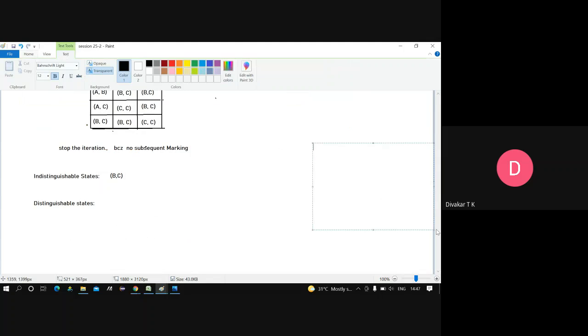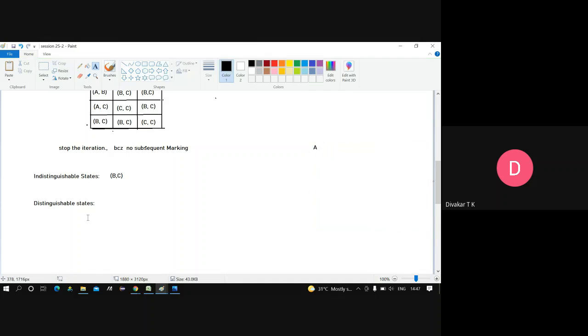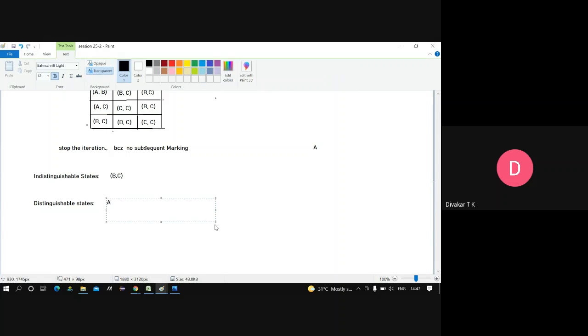How many states do we have, guys? Three states: A, B, C. In the indistinguishable states, we have already considered B and C. B, C are already done, so remove them, delete them. Only the A state is remaining. That A state will be the distinguishable state.